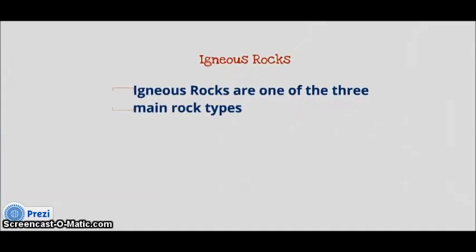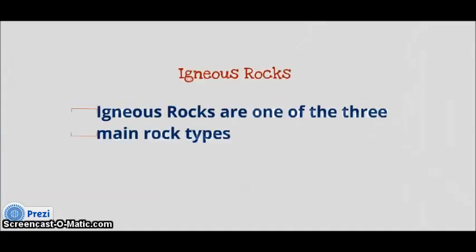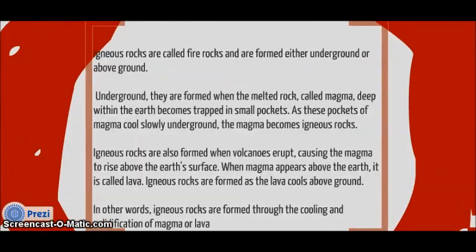Igneous rocks are the first major rock type. Igneous rocks are formed through the cooling and solidification of magma or lava. Igneous rocks can be formed underground and above ground. Underground, they are formed when magma deep within the earth becomes trapped in small pockets. As these pockets of magma cool slowly underground, the magma becomes igneous rock. This type of rock is intrusive igneous rock.